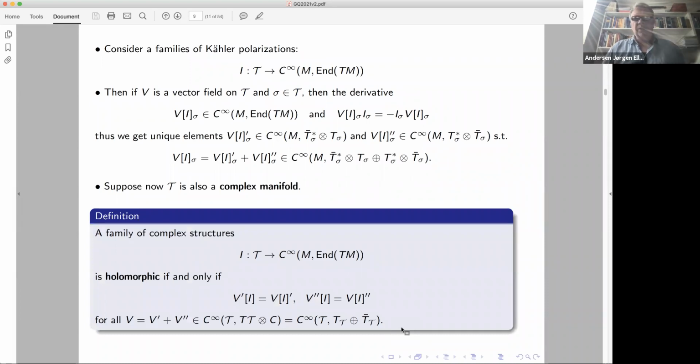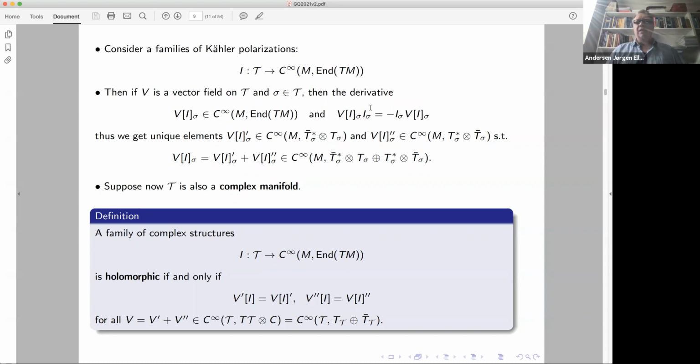Now, let's see what we can do geometrically to try to construct these connections. So the first thing we can do when we have a family of Kähler polarizations, well, we can take a vector field on this parameter space, and then we can differentiate this family of complex structures. So we simply just take the derivative of it. And of course, the derivative at any point in T is again an element of this vector space. And a little checking will show that that endomorphism actually anti-commutes with the complex structure at that point.